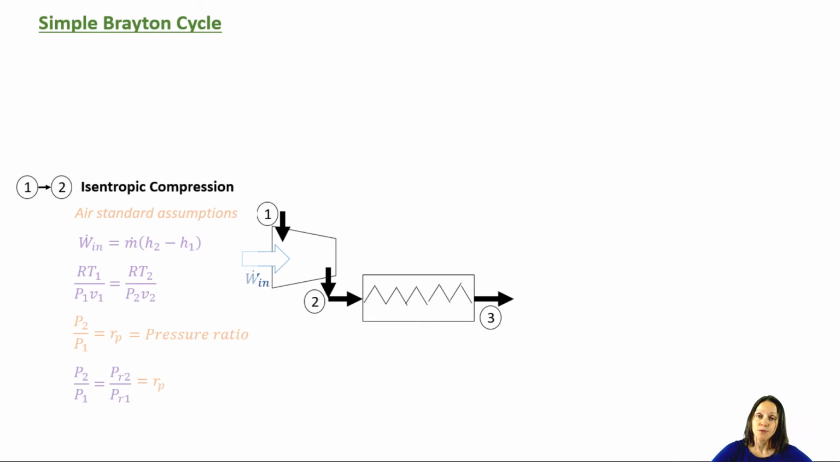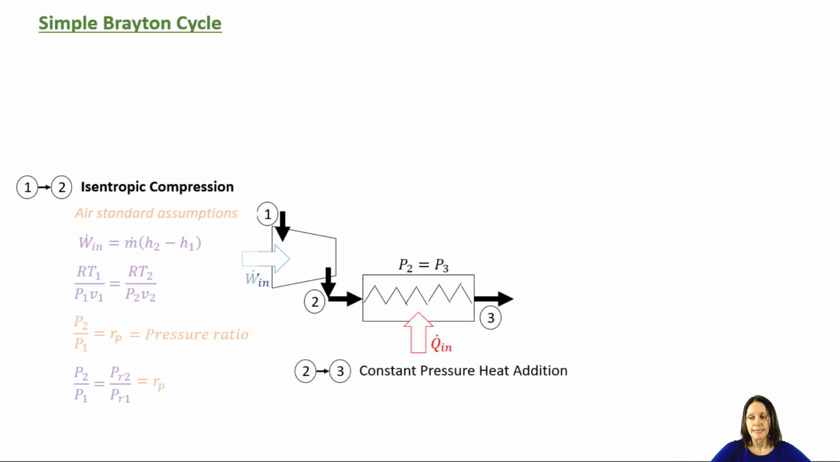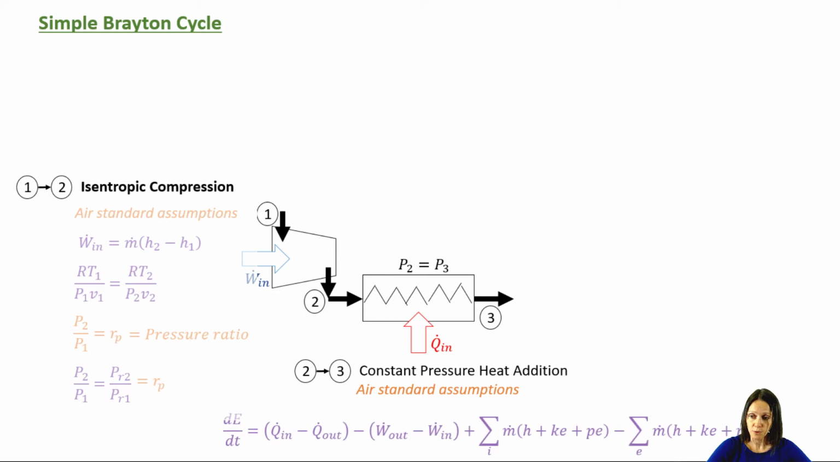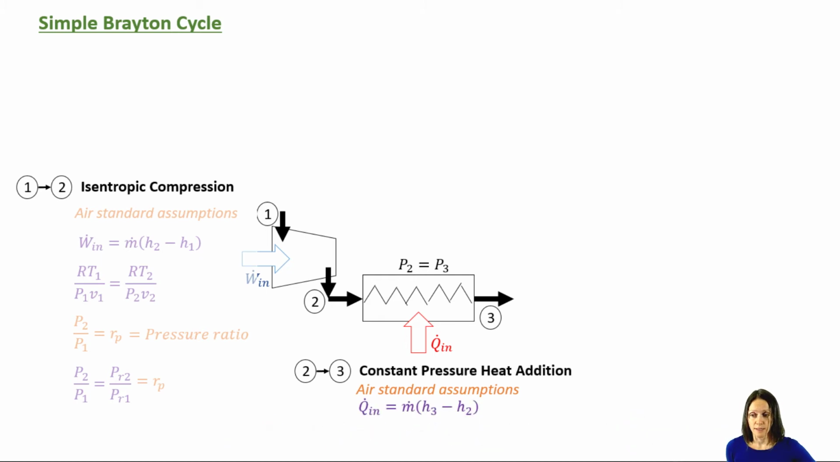My second process, from 2 to 3, is where I'm modeling that combustion process, and I'm modeling it as a constant pressure heat addition process. If I make air standard assumptions and I apply my first law, and I make the same assumptions that it's steady state, I'm ignoring kinetic and potential energy changes, I don't really have any work that I need to worry about, and I have a Q in, not a Q out, what I'm going to be left with is this guy right here.